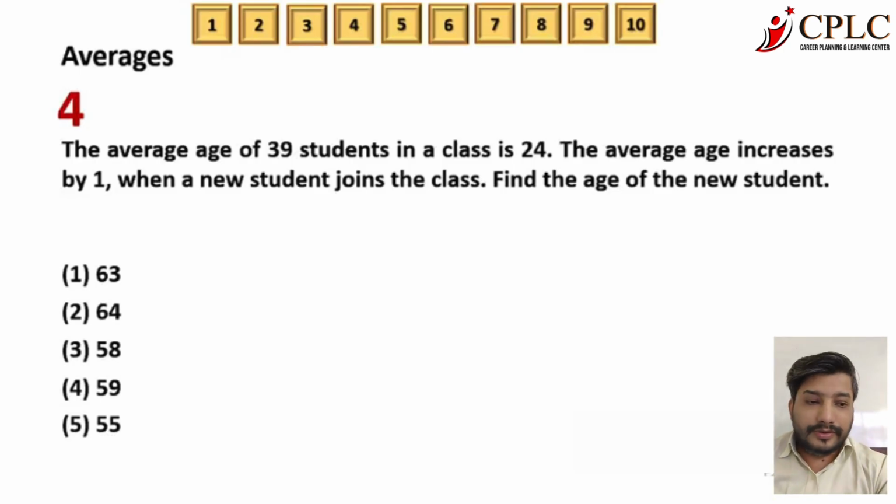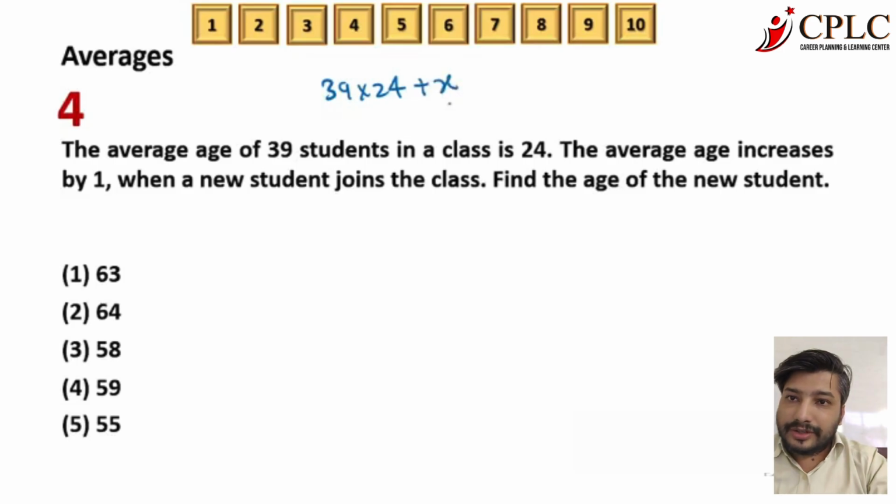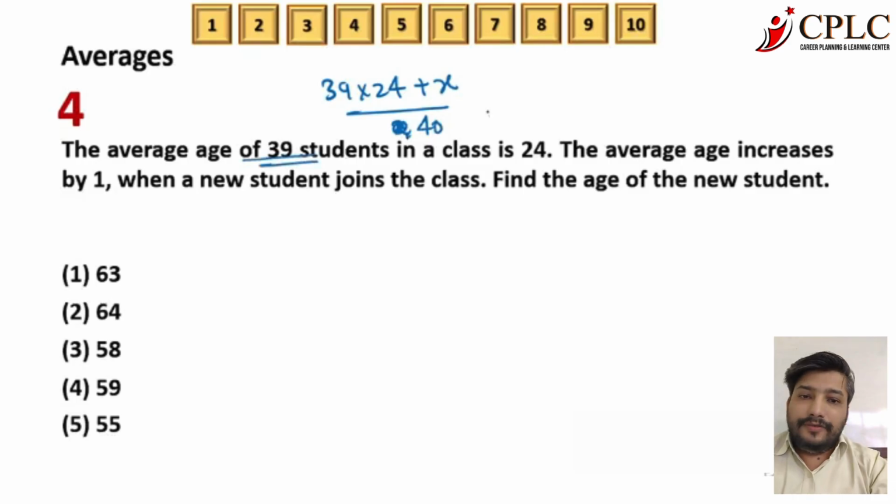We can obviously do this with equations. You have the average and the number of students. If you multiply them, you get the sum. The new guy coming in, we don't know his age, assuming it is X, and because of this new guy, there are now 40 students in the class, because earlier there were 39. The sum is this, and when you divide, you get the average.